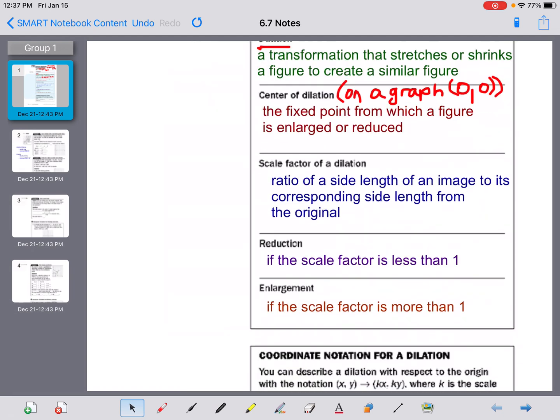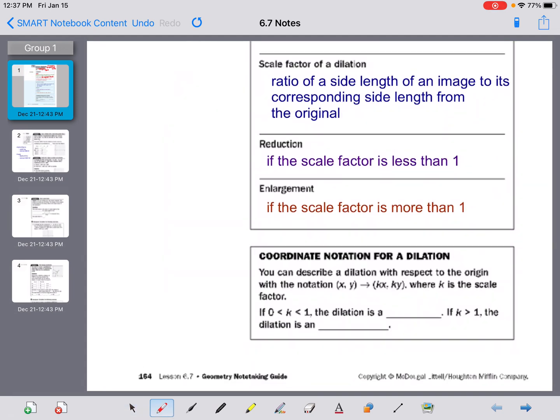We have a scale factor of dilation. This is the ratio of the side length of the image to its corresponding side length from the original. Because it is the ratio, we're going to see it as the image over the actual. That's how we're going to see scale factor. We'll do image over actual when we get to it.